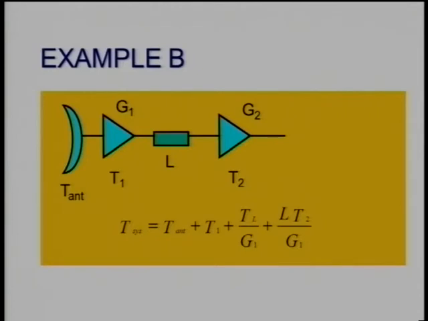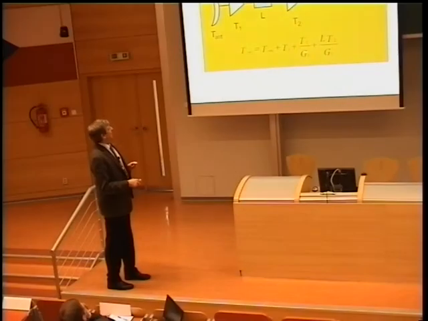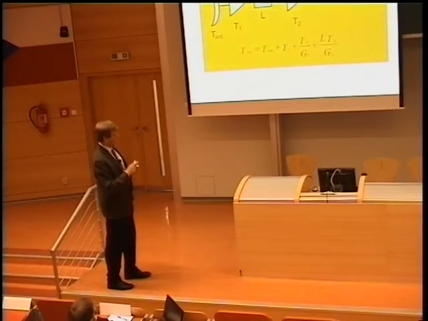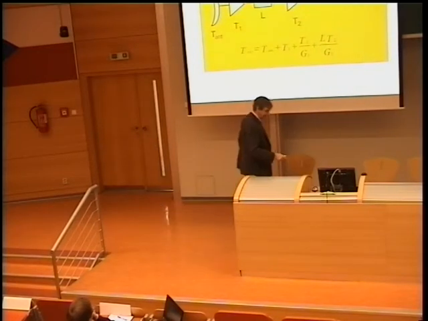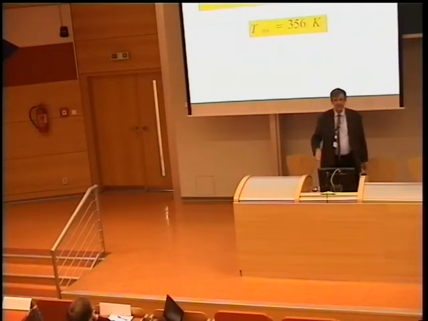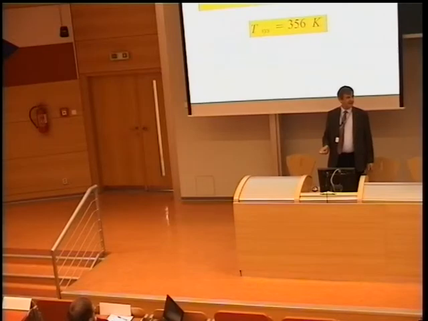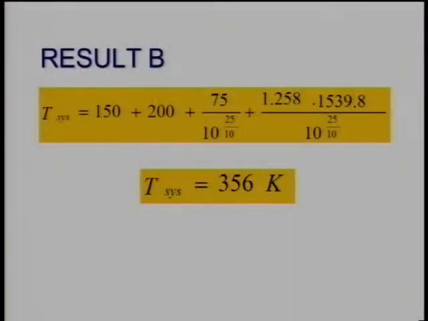So then we have this formula here, antenna temperature plus T1 plus the temperature of the lossy line. But this becomes very small now because the gain of this may be high. And this, again, will be a small term. So let's see what we get. 356 Kelvin. Much, much better.